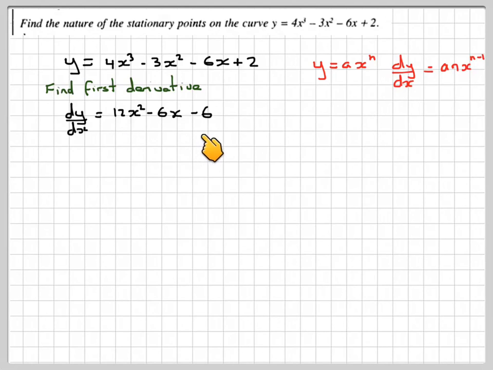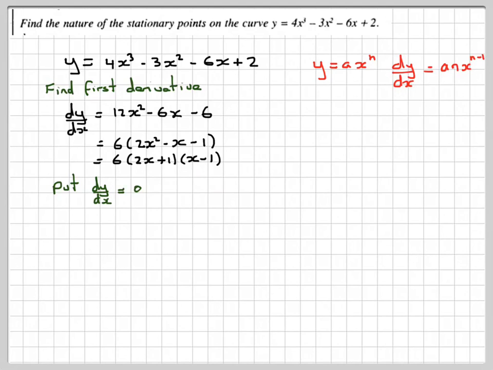There's a common factor of 6 here, so we'll take that out, and then we'll factorize the middle. This is a quadratic, it's quite an easy one to factorize. It factorizes down to 2x plus 1, x minus 1. If you can't do that, then I suggest you use the sum product factors method.